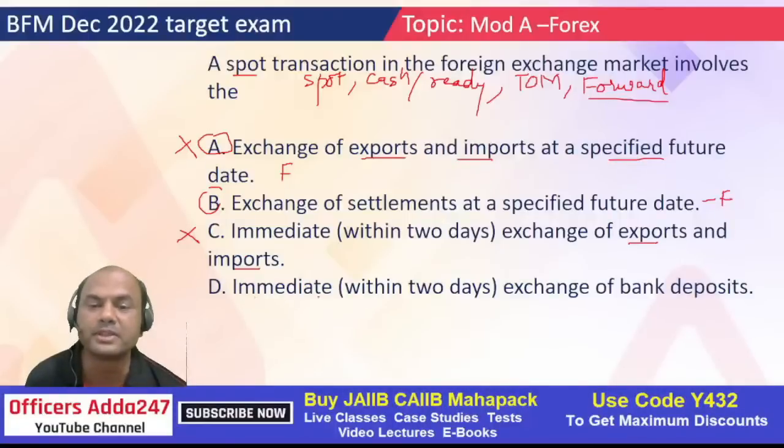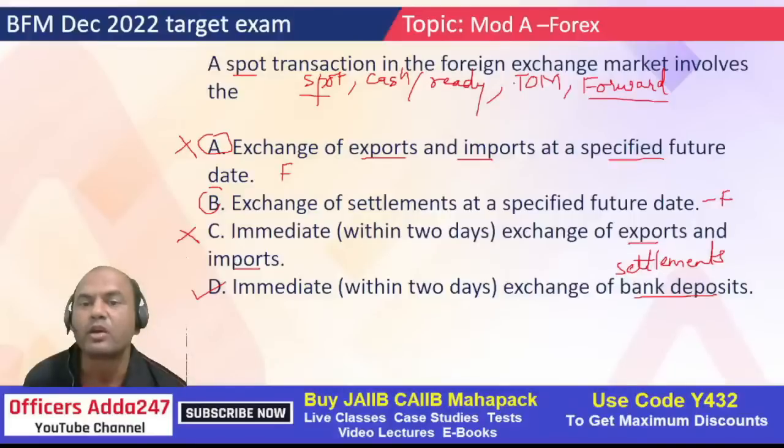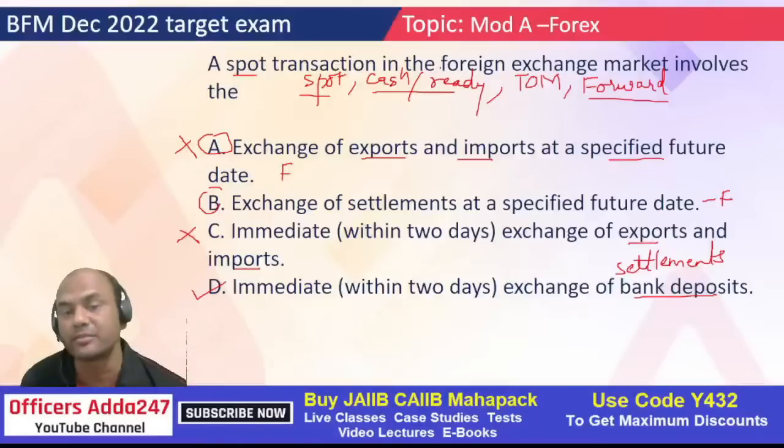What about D? Immediate within 2 days exchange of bank deposits, or you can call this settlements over here. In India we call this settlement. This bank deposit word is used in US markets. So immediate within 2 days exchange of settlement. So what is the answer now for spot? Spot is D, correct? Remaining forward is done. What about Tom? Transaction to be happening, means settlement to be happening on the next working day. Spot is 2 days after. Tom is done. Cash, ready means settlement to be happening on the same working day, right? Got it?